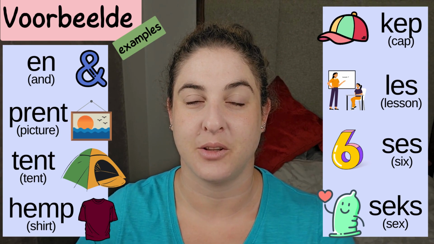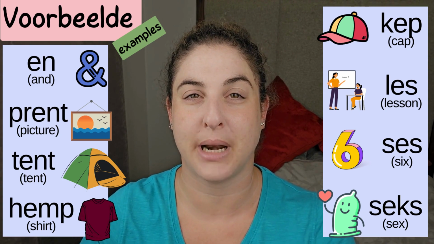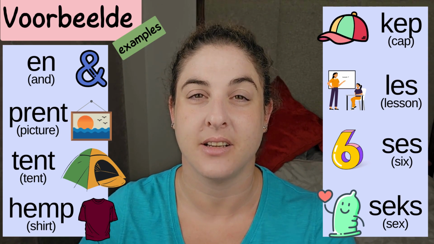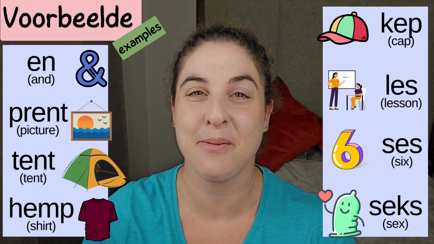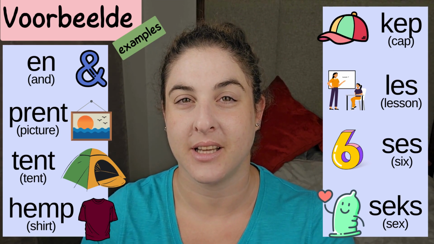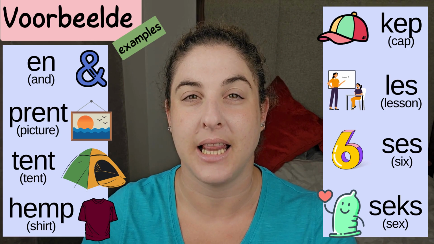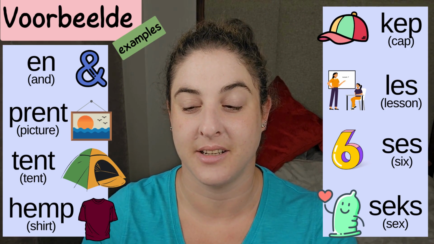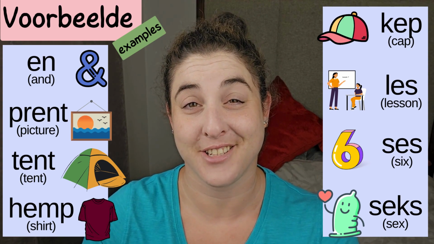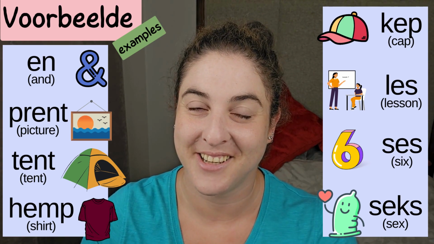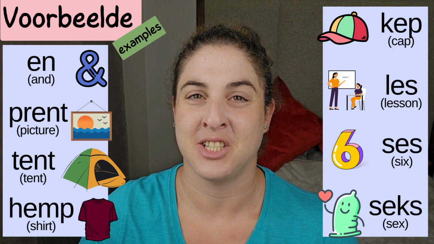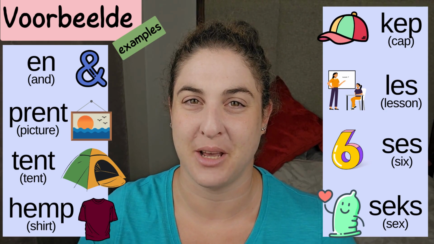En, the word for and. Prent, picture. Tent, tent. Hemp, shirt. Kip, cap. Les, lesson. Ses, six. Six, six. The pronunciation in Afrikaans for six is six, just spelled differently, so it sounds the same.